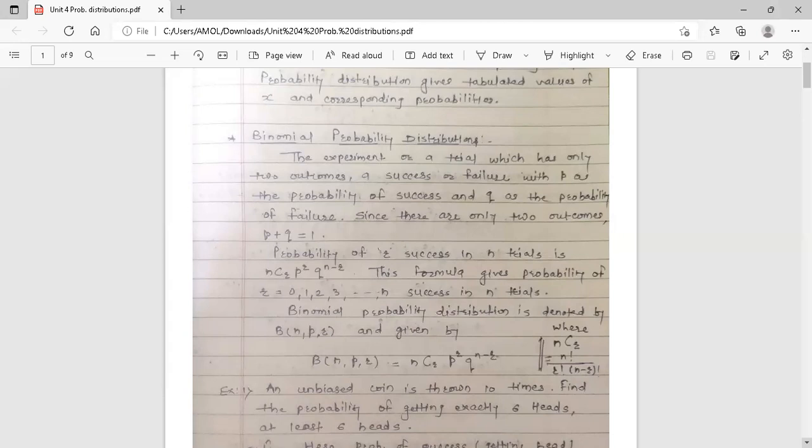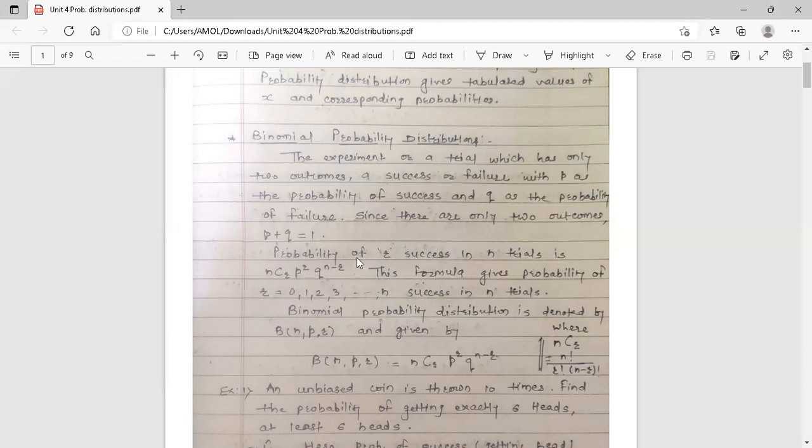Since there are only 2 outcomes, the probability of success, P, plus the probability of failure, Q, is equal to 1. P plus Q is equal to 1, where P is the probability of success, Q is the probability of failure, and the addition is equal to 1. Because in binomial distribution, bi means 2, it has only 2 outcomes, either success or failure. So probability of success plus probability of failure is equal to 1.